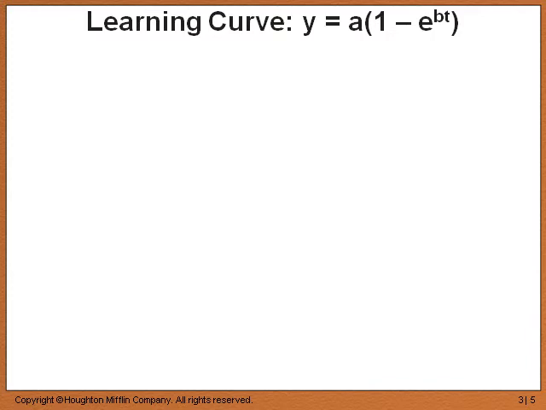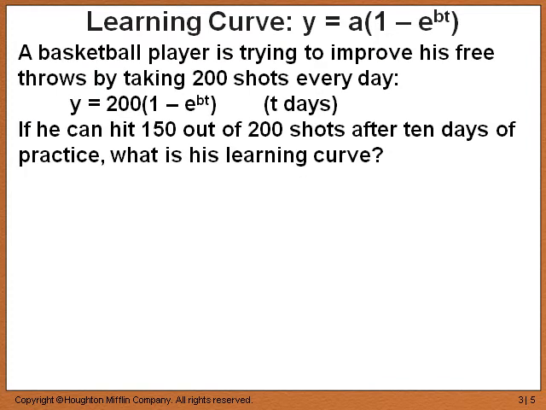Let's look at a specific example of a learning curve. Y equals a times 1 minus e to the bt. A basketball player is trying to improve his free throws by taking 200 shots every day. Y equals 200 times 1 minus e to the bt is the learning curve, but of course b is not specified yet. If he can hit 150 out of 200 shots after 10 days of practice, what is his learning curve? Now we can figure out exactly what the learning curve is, and we're going to have to find b to do that.